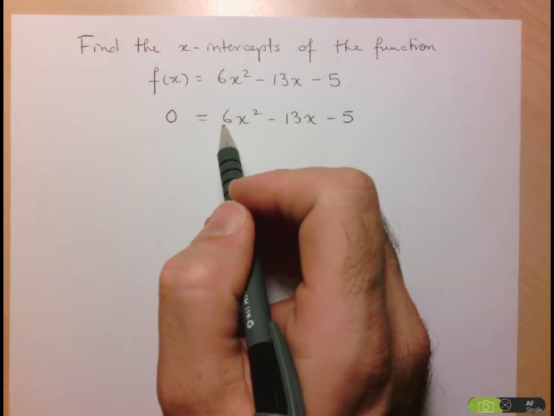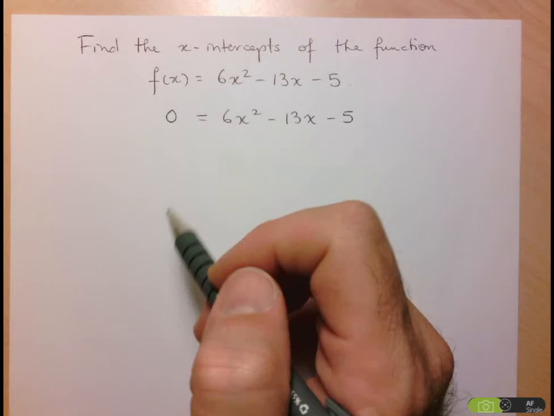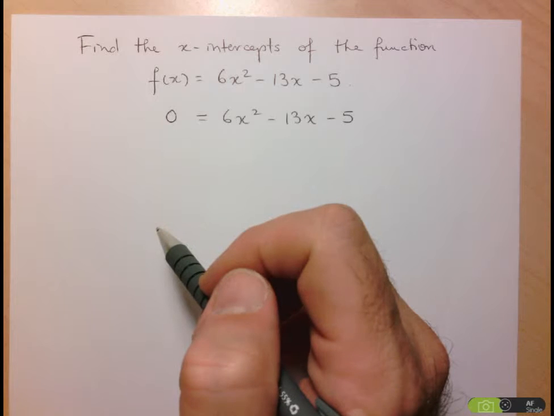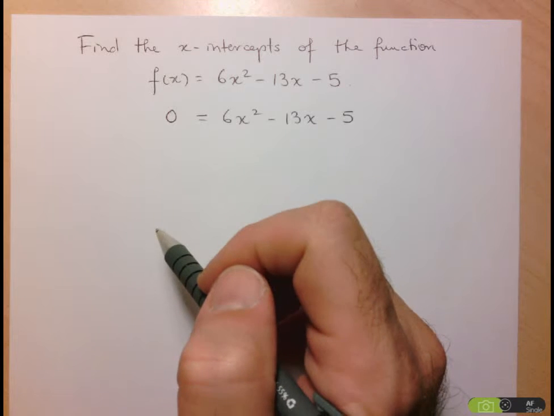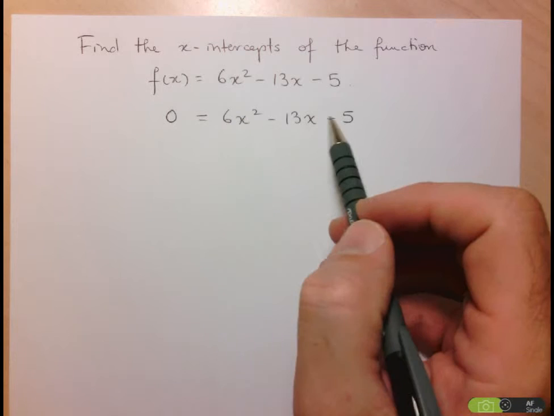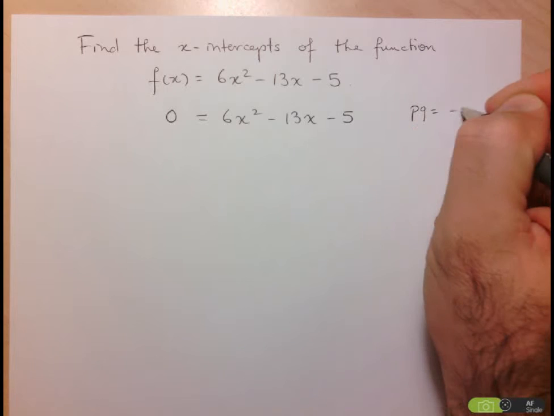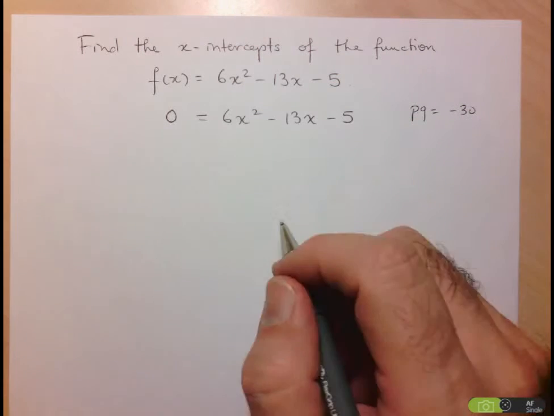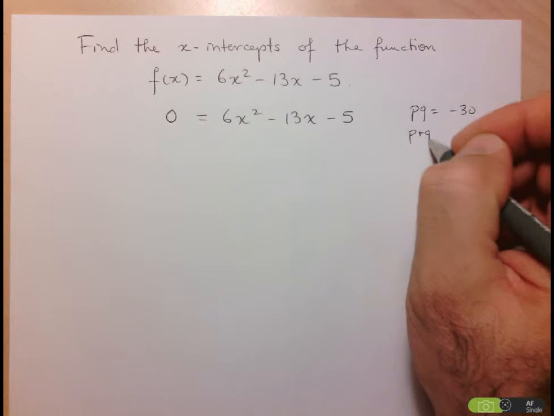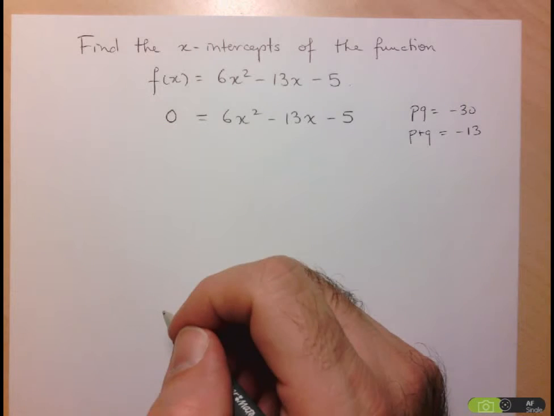Now, since the coefficient of x squared is not equal to 1, in this case it's equal to 6, I know I'm going to have to use decomposition. So let's just go through that. The first thing I have to do is find two numbers that multiply to a times c. So the two numbers have to multiply to negative 30, 6 times negative 5, and they have to add up to negative 13. And so here you go through your possibilities.